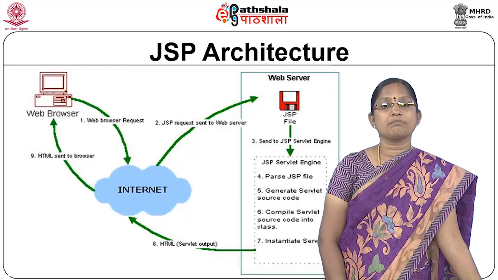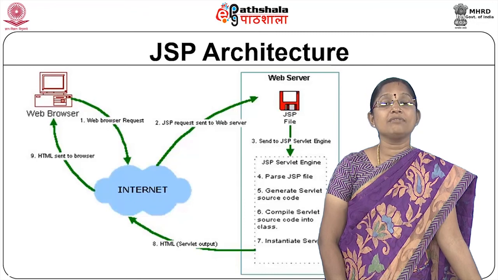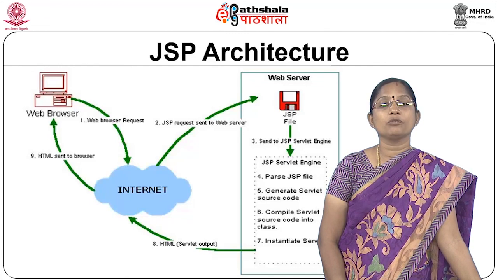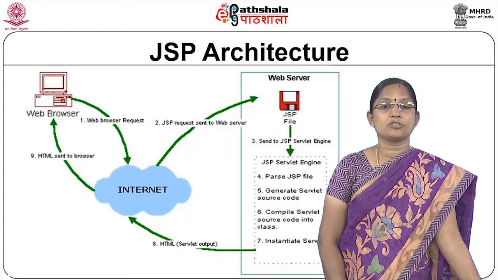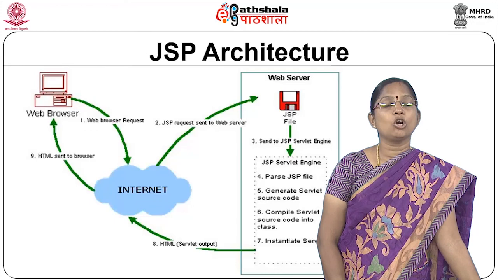That is step number 5. After generation of the servlet source code, that servlet file gets compiled into a class file, because every Java file gets compiled into a class file. That is what happens in step 6. Once the class file has been generated, it instantiates the servlet object. Instantiating the servlet object means every servlet has methods like init, service and destroy, so the appropriate methods of the servlet are called here.